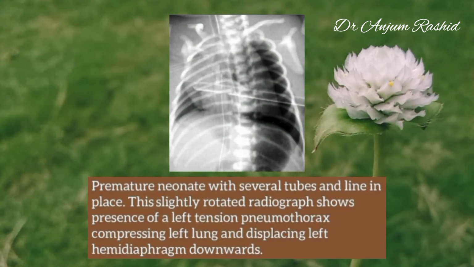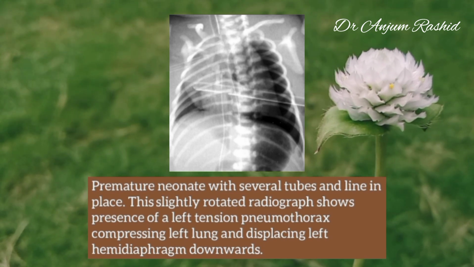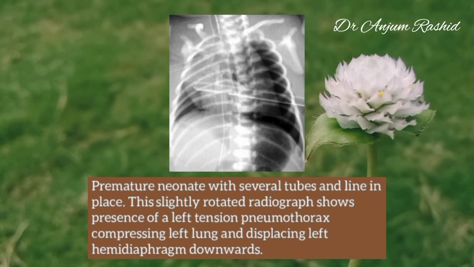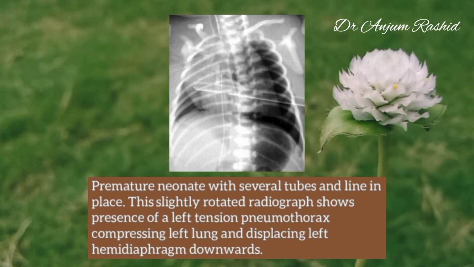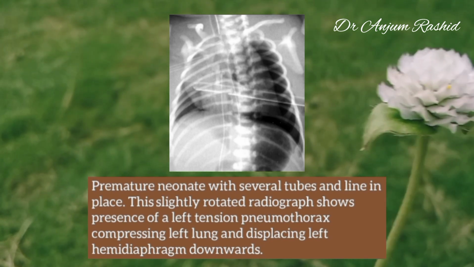Premature neonate with several tubes and lines in place. This slightly rotated radiograph shows presence of left tension pneumothorax compressing the left lung and displacing the left hemidiaphragm downwards.